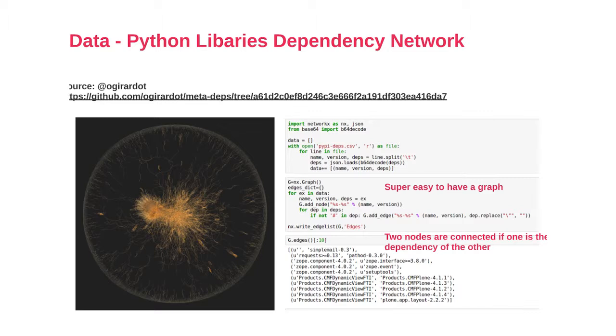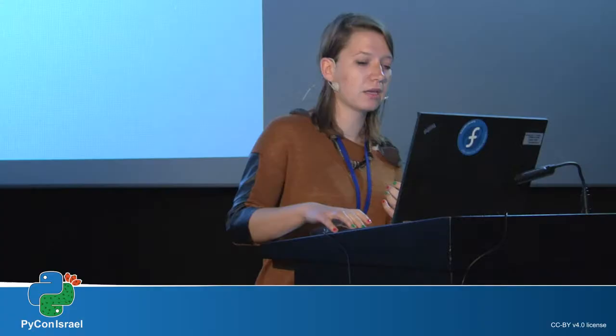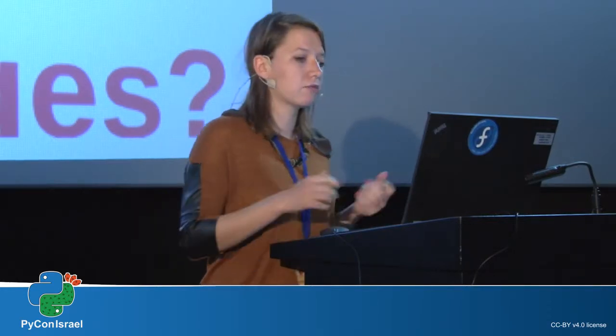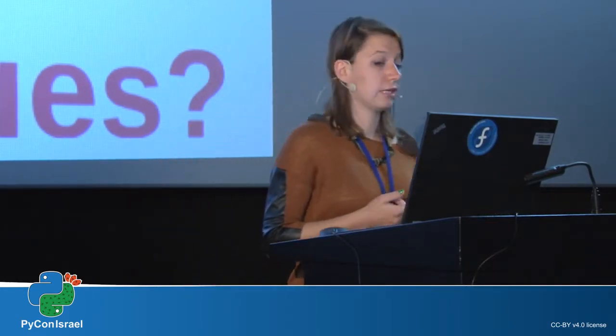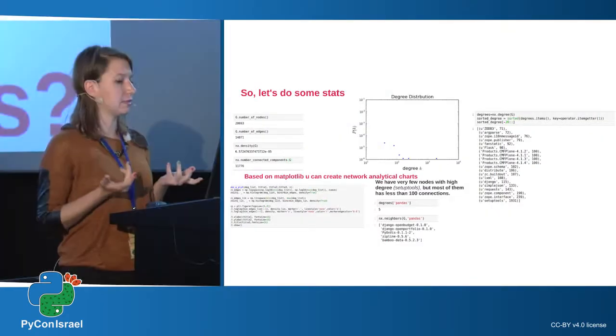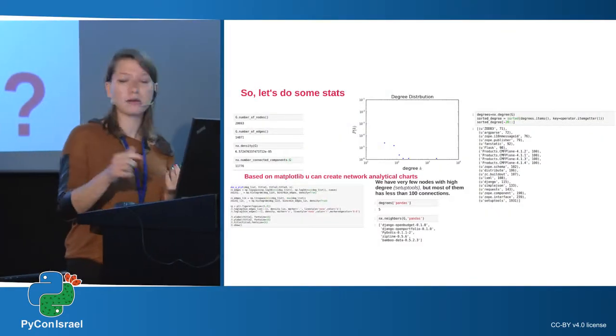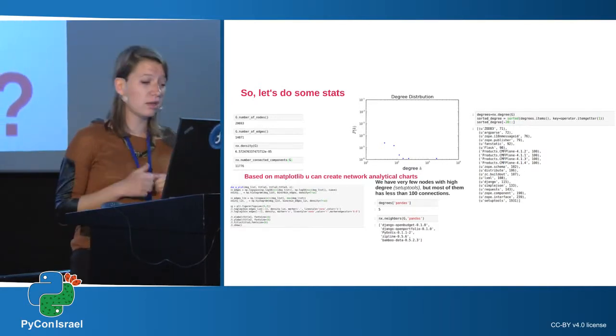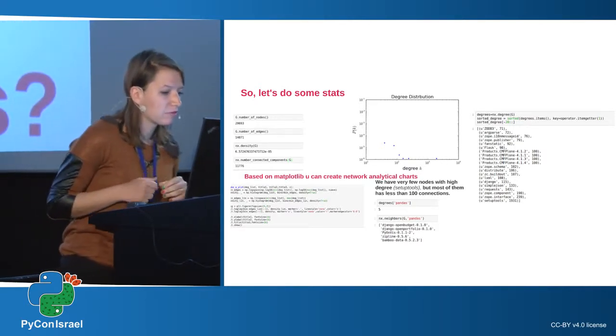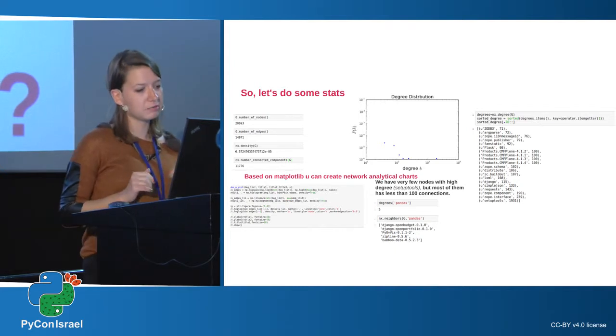If you see it, it's pretty, but if you want to get more information, you have to get more into the data. So let's do some stats, of course. You can easily get out with NetworkX how many nodes you have in the data set, how many edges, what the density is. If you see the density on the left, it's pretty small. It's like 6.5 times 10 to the minus 5, so it's really, really small.